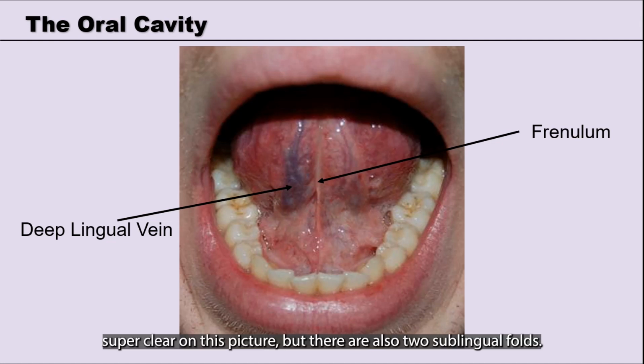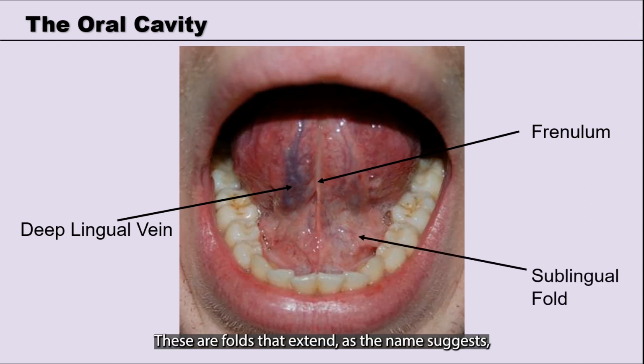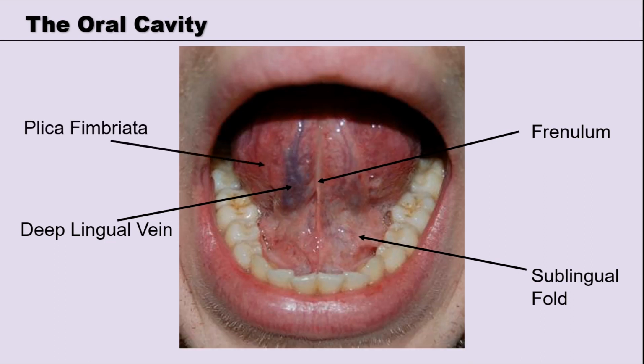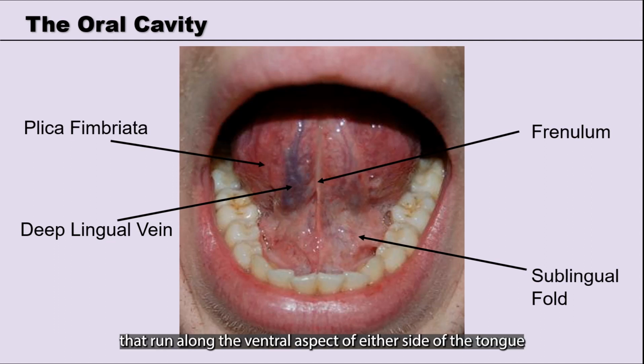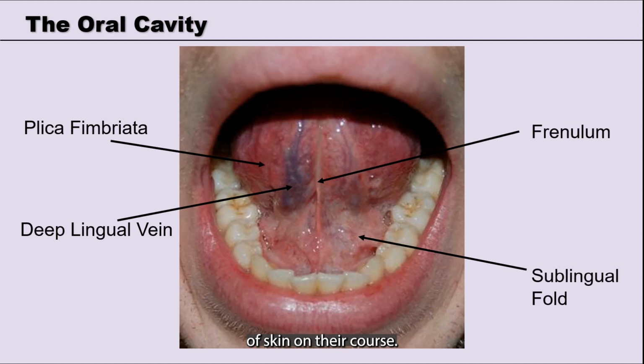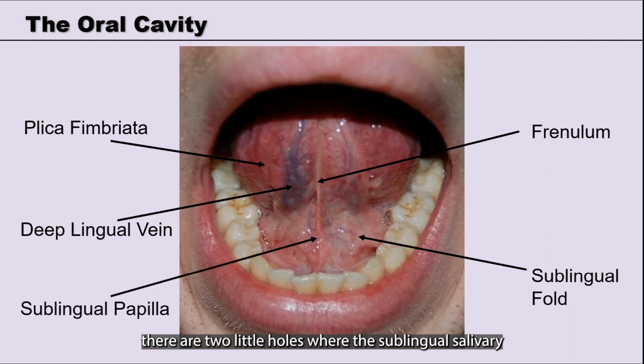Not exactly super clear on this picture, but there are also two sublingual folds. These are folds that extend, as the name suggests, under the tongue. Further folds are visible here on the ventral surface of the tongue. These are plicae fimbriata that run along the ventral aspect of either side of the tongue and can sometimes be adorned with small triangular flaps of skin on their course. At the base of the frenulum, there are two little holes where the sublingual salivary gland ducts open into the mouth. These are called sublingual papillae.